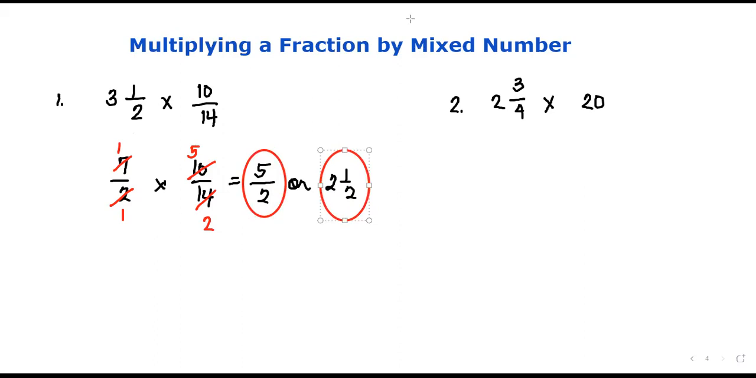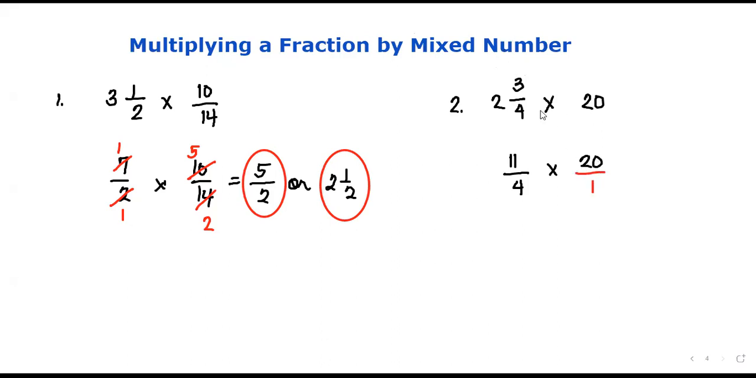Next, for number 2, we have 2 and 3/4 times 20. In this case, you are multiplying a mixed number with a whole number. Again, if you have a mixed number, convert it first to an improper fraction. 2 and 3/4 is equal to 4 times 2, 8, plus 3, 11. So 11/4. And this other one is a whole number, so we're going to put a denominator of 1.